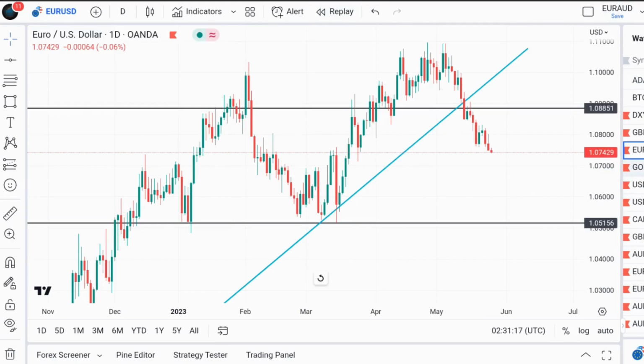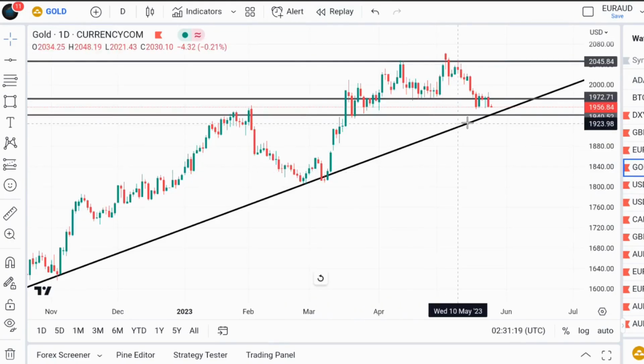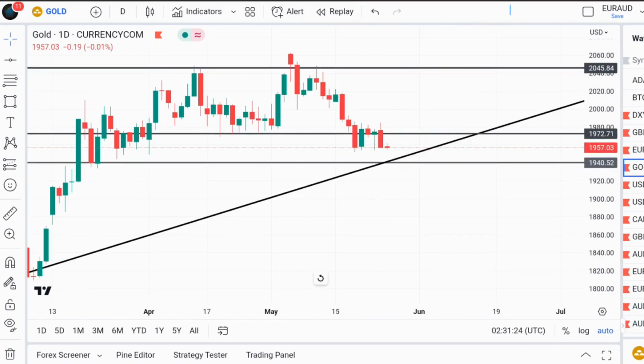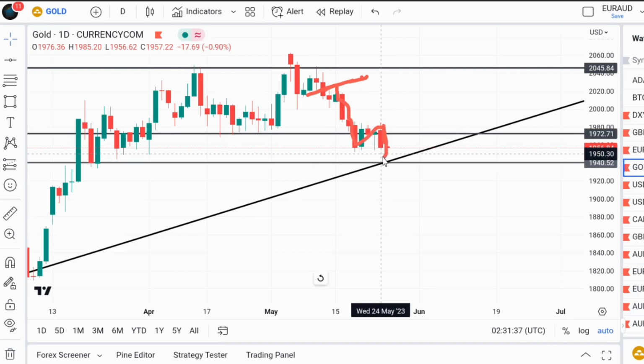So the next one is gold. So we talked about gold hitting this particular support level last week. From here, when we did the analysis, it is at this place. So as you can see, it has a massive drop to this level. So actually we are waiting for this level, to see maybe if this level holds or breaks to the downside.